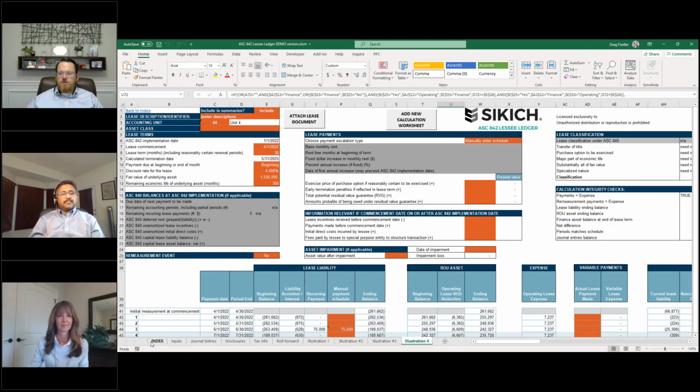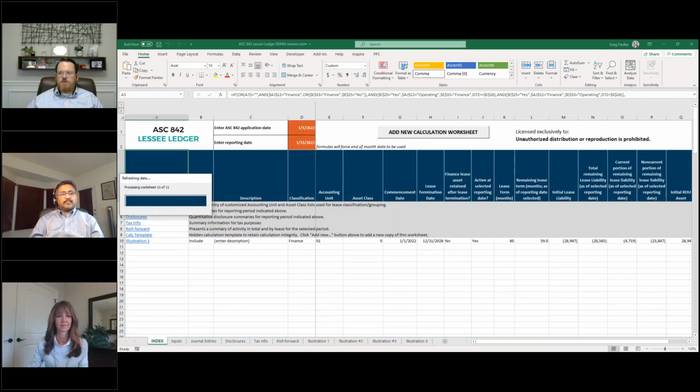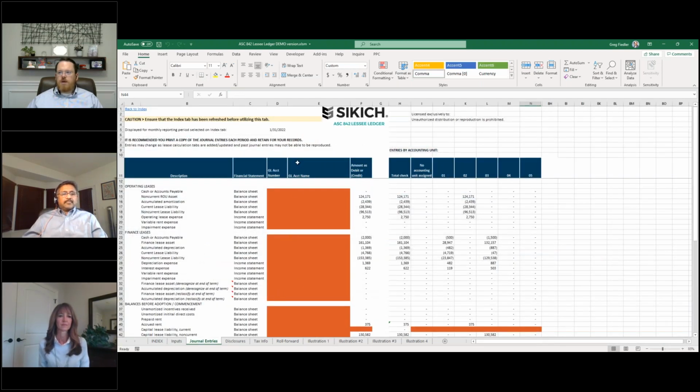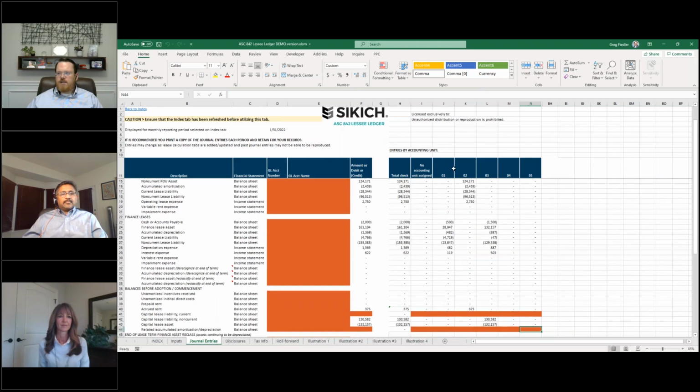We can also show you through journal entry activity. So when we refresh our index tab, it updates for all those illustrations that we just entered, and we can control the information that we look at through the various red input cells. So this date would influence our journal entries, for example. Right now we're looking at that first month, and when I assigned accounting units, this just illustrates how you can view journal entries for a group of leases separately.